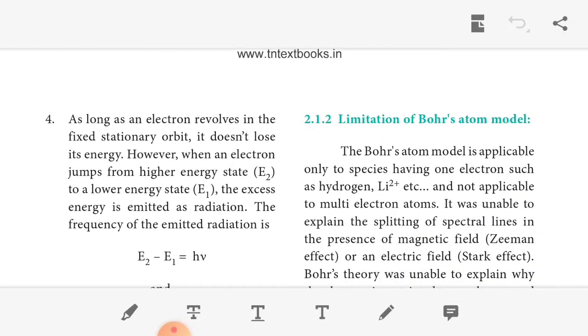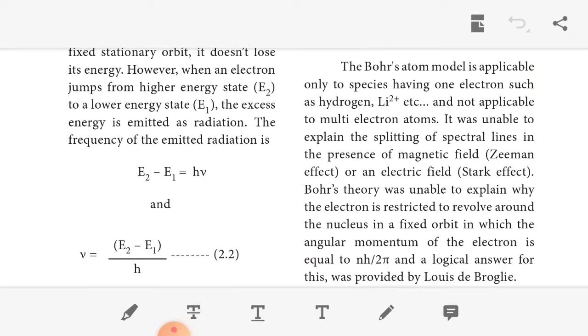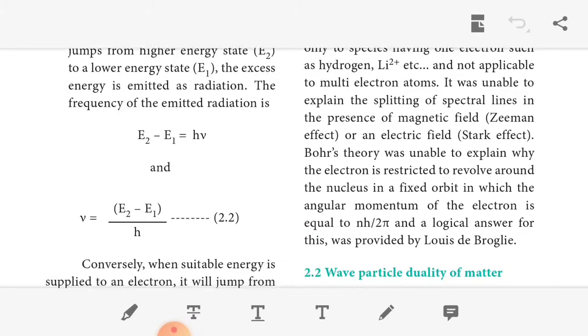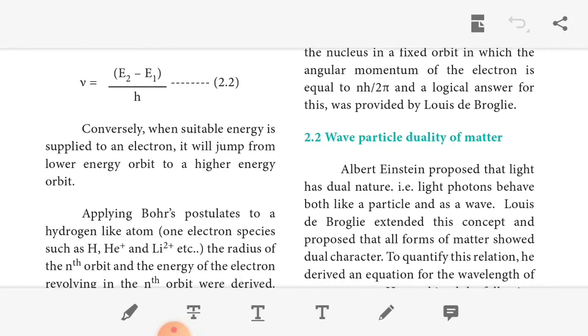Fourth point: as long as an electron revolves in a fixed stationary orbit, it does not lose its energy. When an electron jumps from a higher energy state, called E2, to a lower energy state, called E1, the excess energy is emitted as radiation. The frequency of the emitted radiation is given by E2 minus E1 equals h nu, so nu equals E2 minus E1 by h. Conversely, when suitable energy is supplied to an electron, it will jump from a lower energy orbit to a higher orbit.